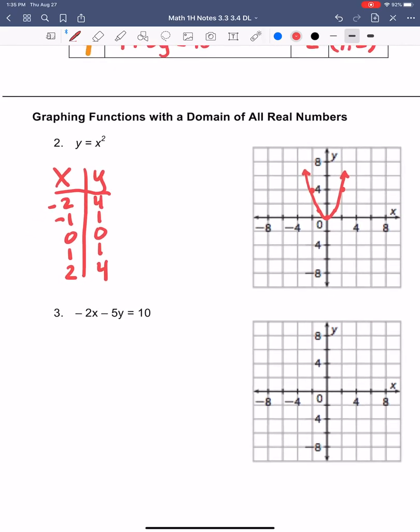Moving to number 3. Number 3 gets a little bit trickier here because notice we don't have a y equals equation. So what I'm going to do first is I'm going to go ahead and rearrange this. So I'm adding 2x to both sides. So I get negative 5y equals 2x plus 10. And then I'm going to go ahead and divide by negative 5.